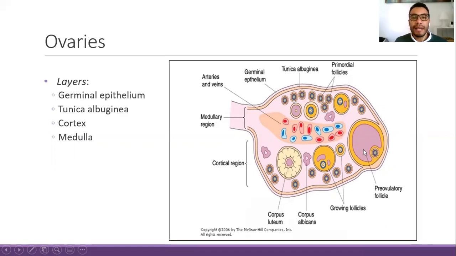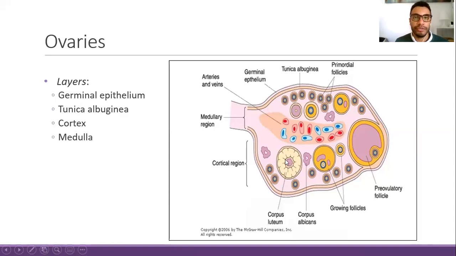Okay, what happens then after ovulation? This follicle exits the ovary. Okay, and the remaining follicle that stays here is called corpus luteum. Okay, corpus luteum is the same as yellow body. So this is basically the remnants of the follicle after the ovulation.